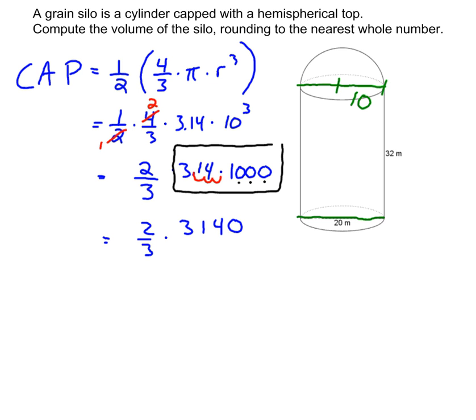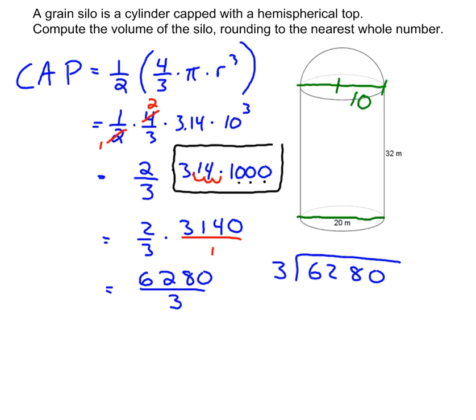Now it doesn't look like 3 and 3,140 have anything in common. So instead we'll just multiply these together. When one of your factors is a fraction, both factors need to be a fraction. So we'll write this over 1. Now multiply the numerators. 2 times 3,140 is 6,280. 3 times 1 is 3. Now we need to use long division to divide this out. 3 into 6,280.